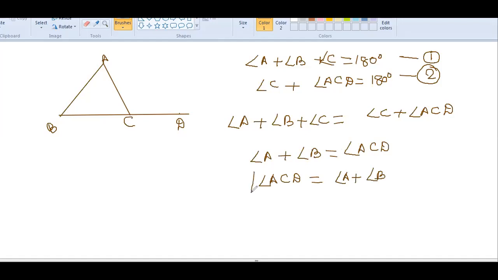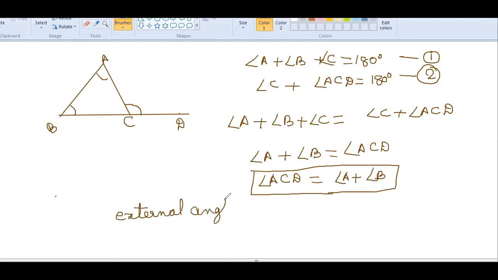You can easily prove it. Got it? So we call it the theorem that the external angle is equal to the sum of the two opposite angles. This is your external angle and these are the two opposite angles. So this theorem we call: external angle is equal to the sum of two opposite angles.